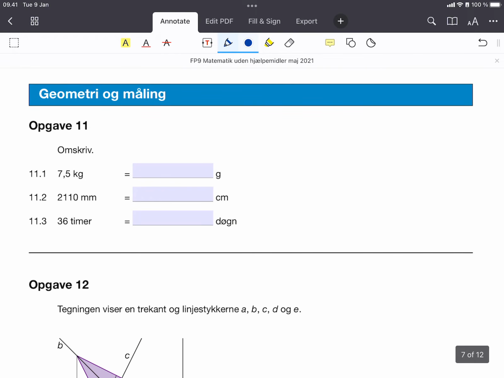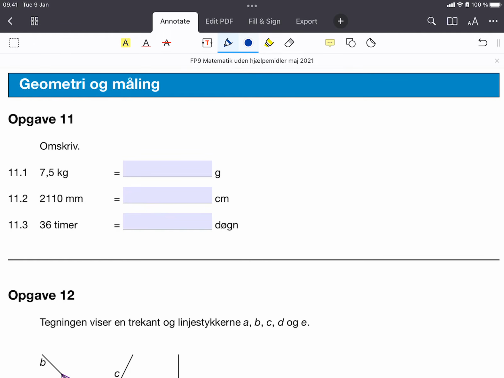Okay, geometry and measurement. So you've got your good old question where you're converting units of things. 7.5 kilograms in grams. Kilo usually refers to 1,000. A gram is smaller, so there's going to be 1,000 times as many grams as the kilogram number. So 7.5 times 1,000 is 7,500. Millimeters into centimetres. So millimeters are smaller, centimetres are bigger, so there's going to be fewer centimetres because they're bigger. 10 millimetres in a centimetre, so you've got to divide the number by 10.